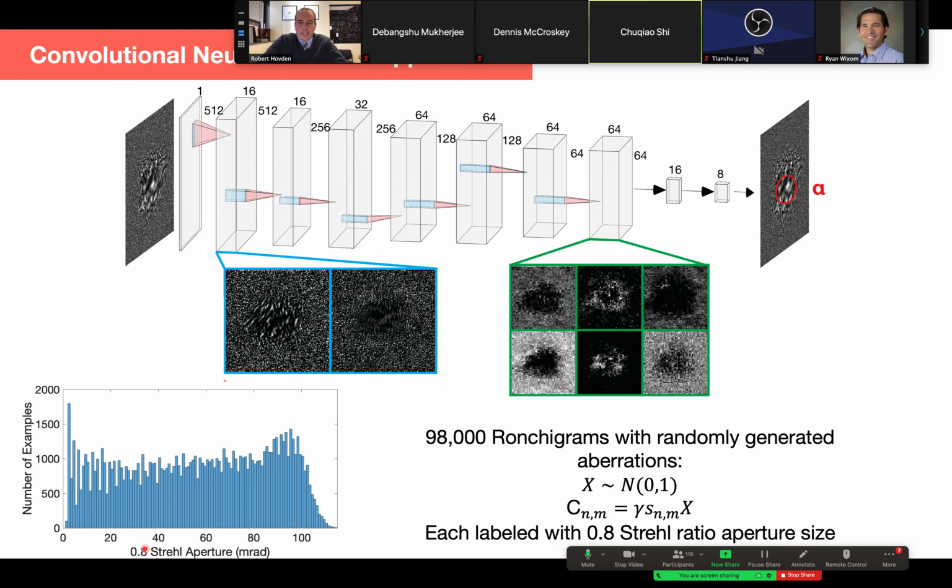We then train our data so that it can identify the optimal convergence angle for any Ronchigram. Here we use basically an out-of-the-box AlexNet-like neural net, and it's a convolutional neural network that we train against a single value, which is the convergence angle.